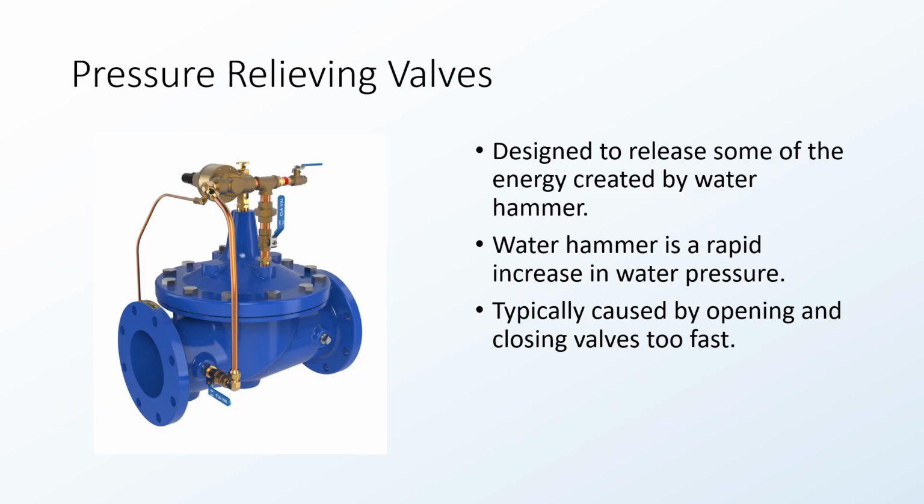Pressure relieving valves. If you have a closed zone or a zone that doesn't have a regulator on it, you're probably going to want to install some kind of pressure relieving valve to prevent overpressurization. And again, these can be designed to release some energy created by water hammer. For those who don't know, water hammer is that rapid increase in pressure, and water hammers are typically caused by opening and closing valves too fast.